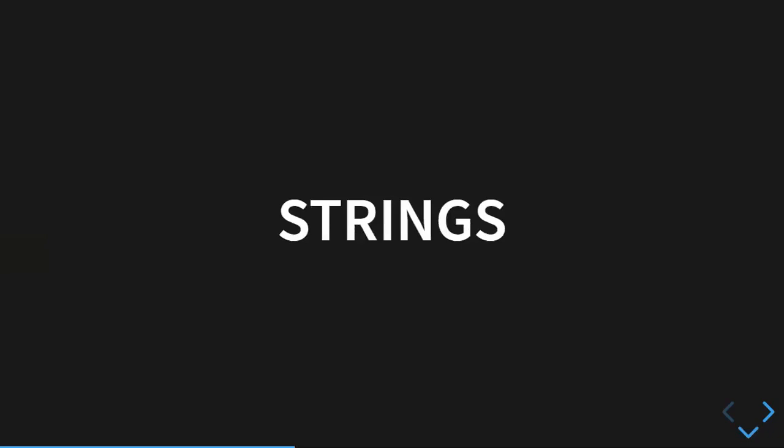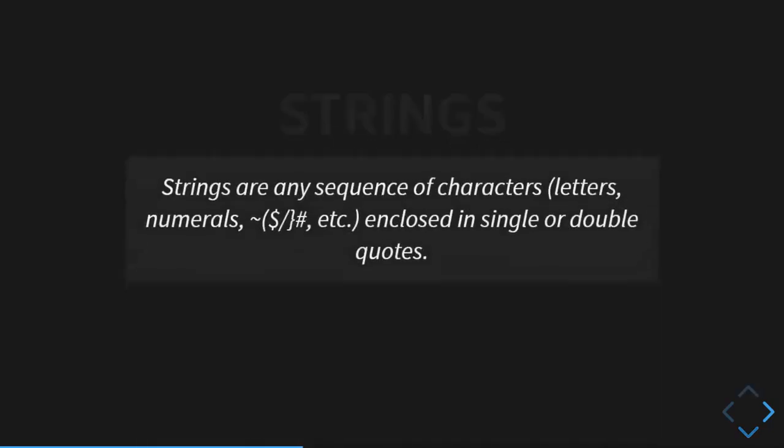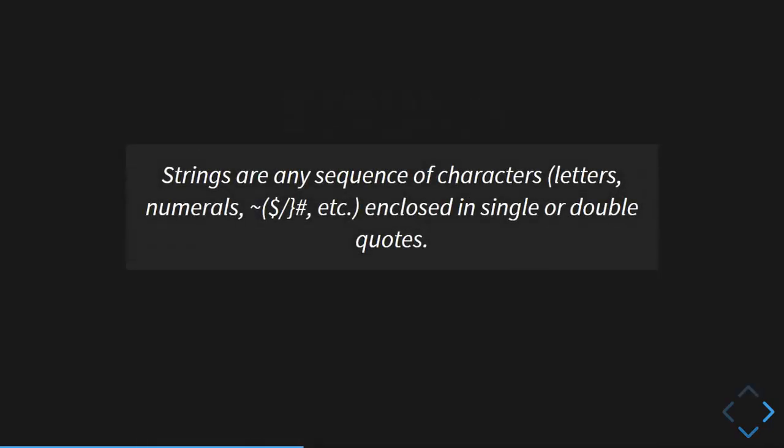All right, and strings. Strings are also immutable. And a string is basically a sequence of characters. Okay, so numerals, symbols, also spaces, right? Spaces are a character as well. So this is an example of a string in Python.